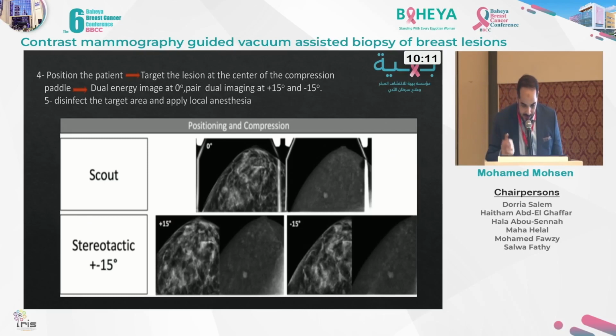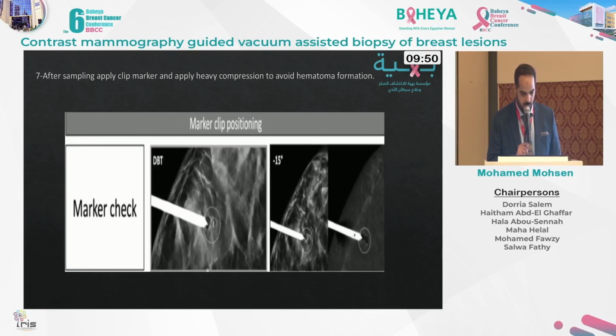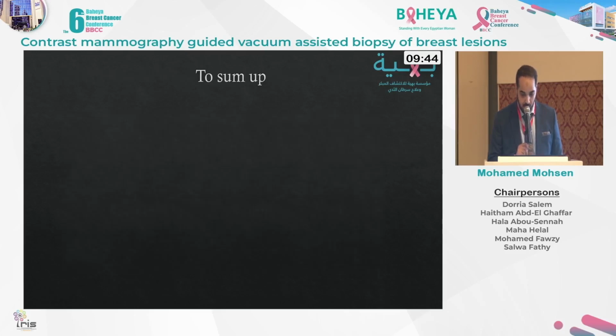We disinfect the target area and apply local anesthesia. Then we insert the vacuum-assisted biopsy needle to face the target, and then we acquire the plus and minus 15 degrees views to confirm proper positioning. We activate the VAP needle once the correct direction is confirmed. After sampling, we apply a clip marker and apply heavy compression to avoid hematoma formation.